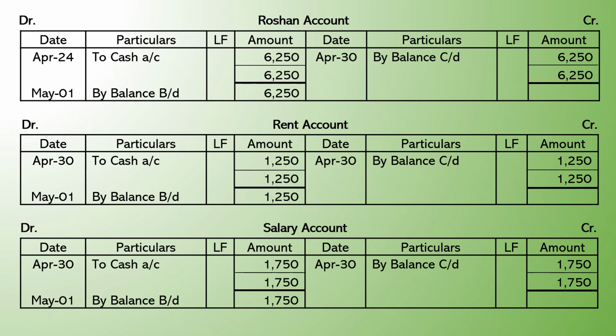the ledger will be equal. Thereafter, on the next date, carry down balance with the amount to be brought down on the debit side.